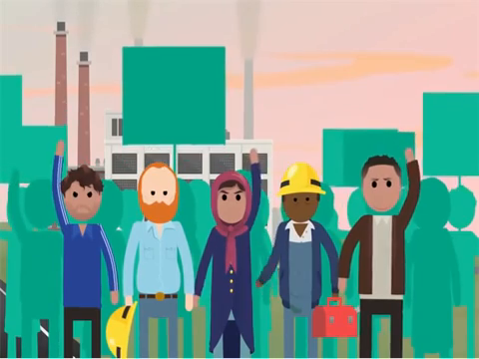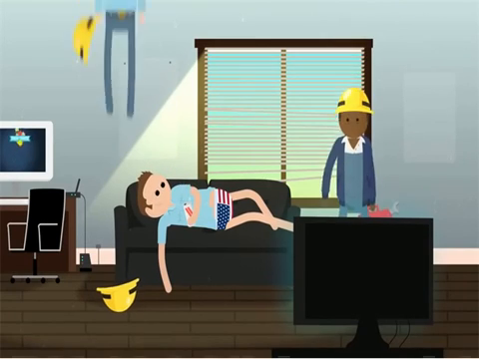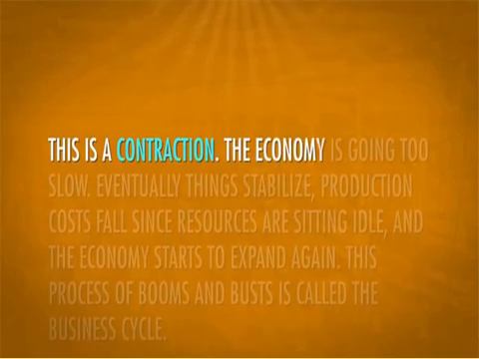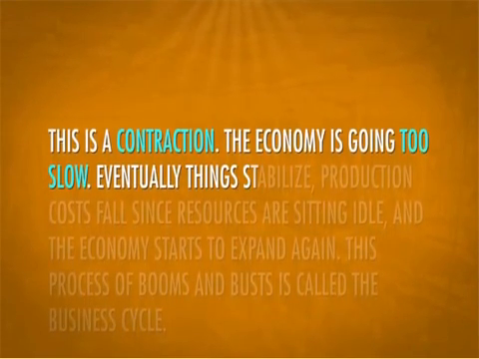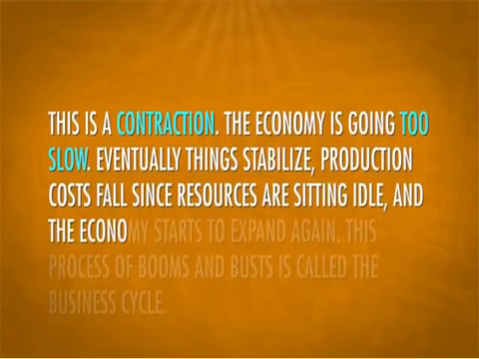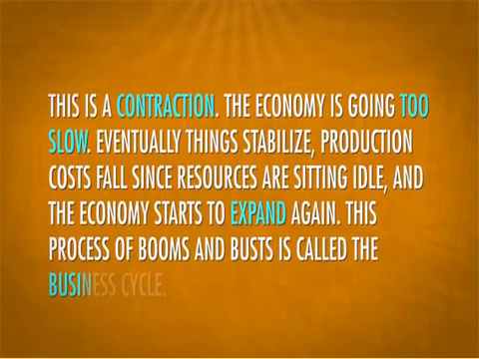Businesses lay off a few workers. Those unemployed workers spend less, causing the businesses that produce the goods that they would otherwise be buying to lay off more workers. This is a contraction. The economy is going too slow. Eventually, things stabilize, production costs fall since resources are sitting idle, and the economy starts to expand again, and this process of booms and busts is called the business cycle.